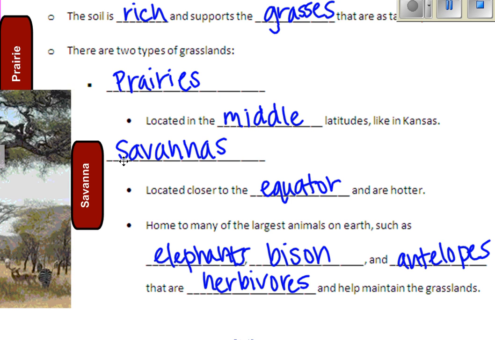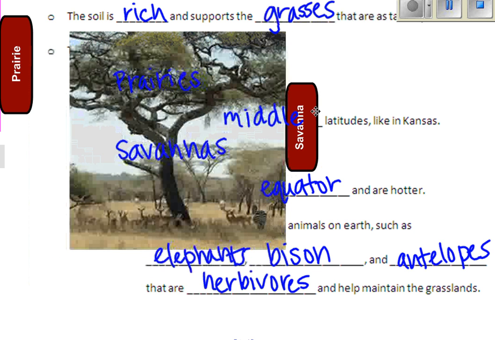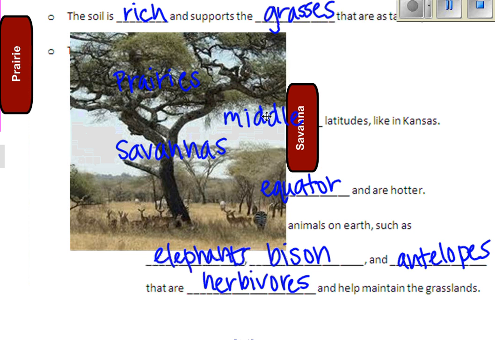Okay, so let's take a picture of the savanna. Okay, so you see there's sparse trees just not very close together, and there's tons of animals in the savanna, and they all graze on the grass of this grassland.